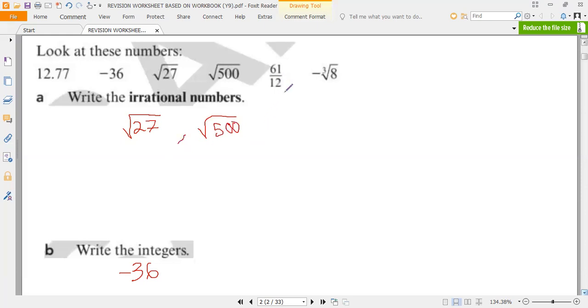Okay, the next one is a fraction, 61 over 12. A fraction is automatically rational. And then followed by negative cube root of 8. Cube root of 8 will give us 2, and 2 is an integer. Negative 2, a negative number, is also an integer. So negative cube root of 8 is an integer. All right, let's go to the next one.